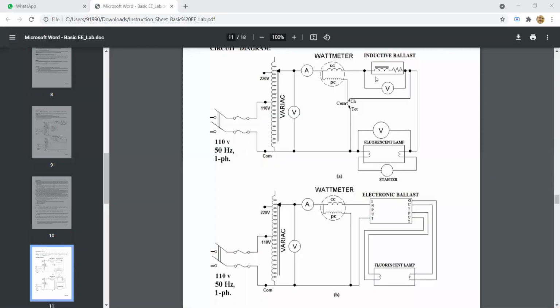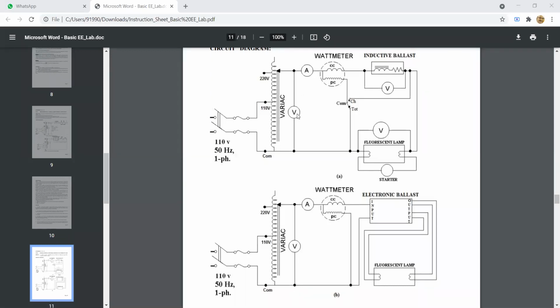This is the circuit diagram which you have to draw in your lab sheet. We have used a 110 volt 50 hertz supply instead of 220 volts so that any working professional or student may not get harmed. Then we have used a variac. This variac is an auto transformer which is used for stepping up the voltage. So you can get any voltage between 0 to 220 volts as you wish.